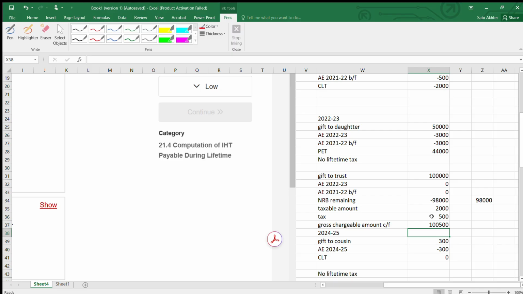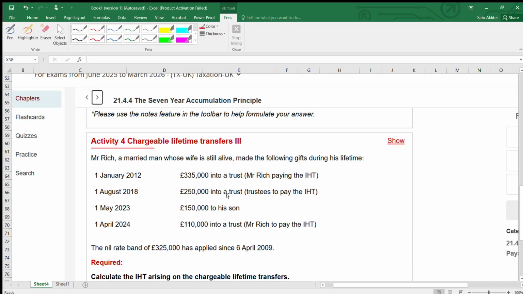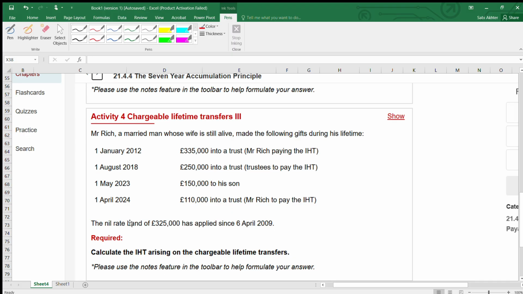Now moving on to activity 4. So in activity 4, as you can see, there are gifts. The first two gifts are to the trust. In the first one, the donor is paying. Second one, donee is paying. The third one is PET, which is paid to the son, and the last one is again chargeable transfer because it is to the trust. And the nil rate band is 325. So if you see the years, the first two are in different tax years, but the last two, May 2023 and April 2024, fall in the same tax year.